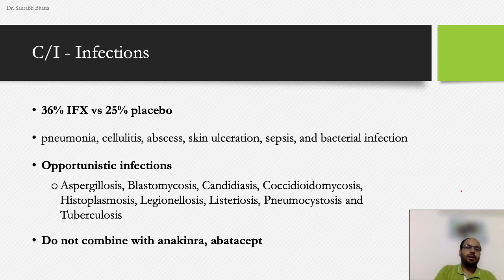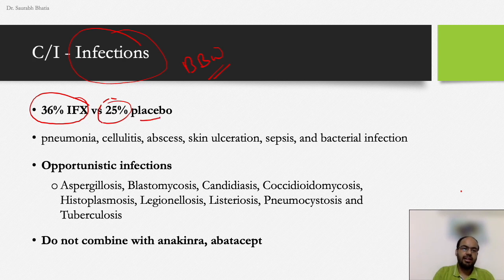Now we know how to give infusions. We'll study the contraindications and side effects of infliximab. Remember that infection is a black box warning for infliximab. The infection rate was found to be around 36% with infliximab as compared to 25% with placebo. It is significantly different, so we need to keep an eye out for signs of infection in the patient. Infections such as pneumonia, cellulitis, abscess, skin ulceration, sepsis and bacterial infection have been reported, so keep a lookout for them.